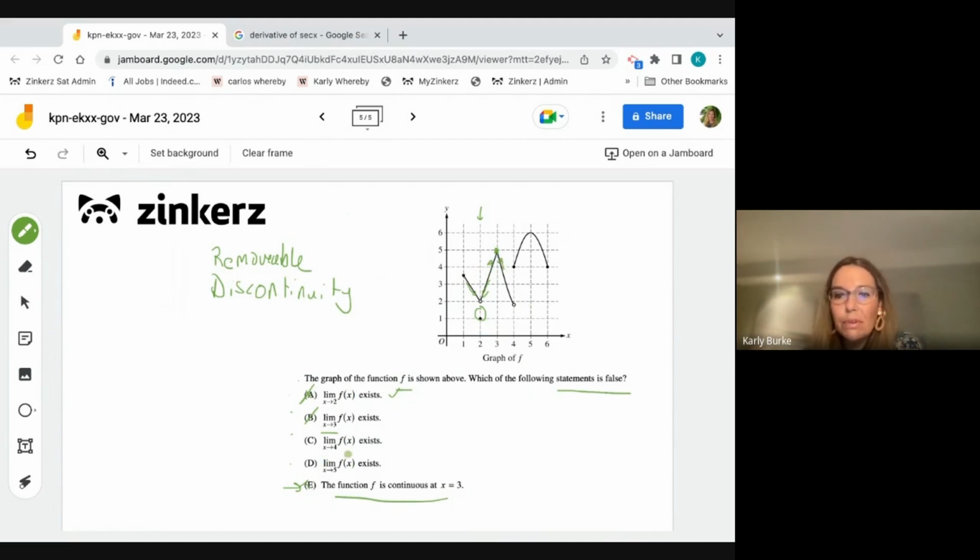The limit as x approaches 4. Let's take a look at this one. As we're going to 4 from the left, the limit as x approaches 4 from the left of f of x. Well, what value is it approaching? I'm tracing the graph and it's getting to 2. Now let's take a look at the limit as x approaches 4 from the right. Well, if I'm following the path to 4, it's actually going to 4 because these are not the same. They are not equal to each other. That means that the limit does not exist as x approaches 4. So the answer here is C.